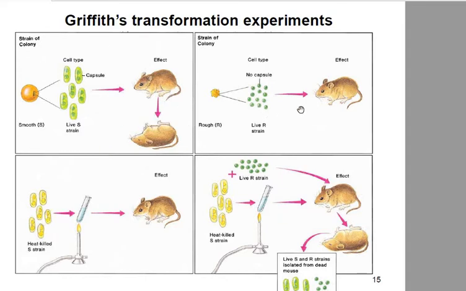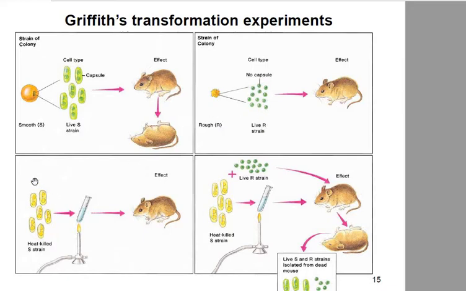What he did secondly was this: this is the rough strain, the R strain, which we said initially doesn't cause disease. It has no capsule, as indicated over here. He injected this live R strain into the mouse, and truly the mouse didn't die, because the R strain is not able to cause any disease. So the mouse still lived on.